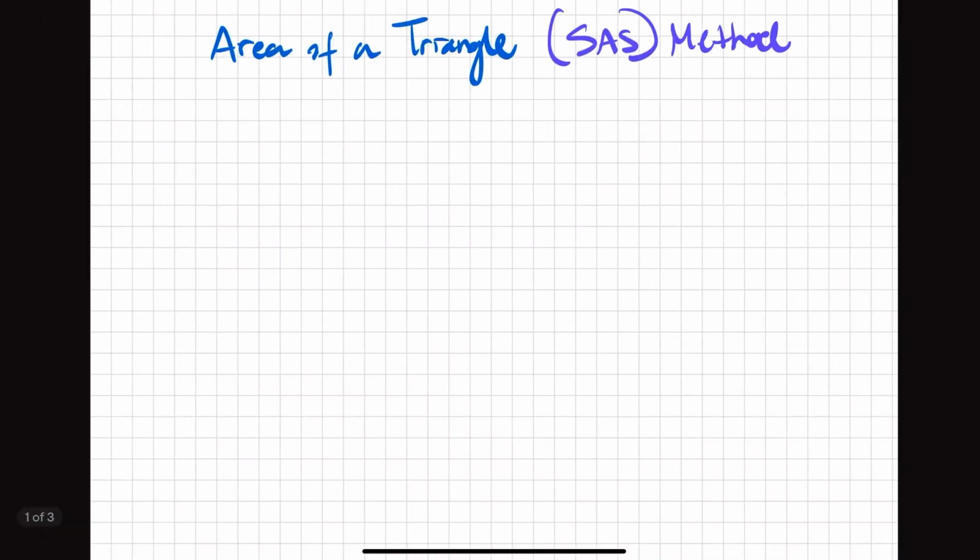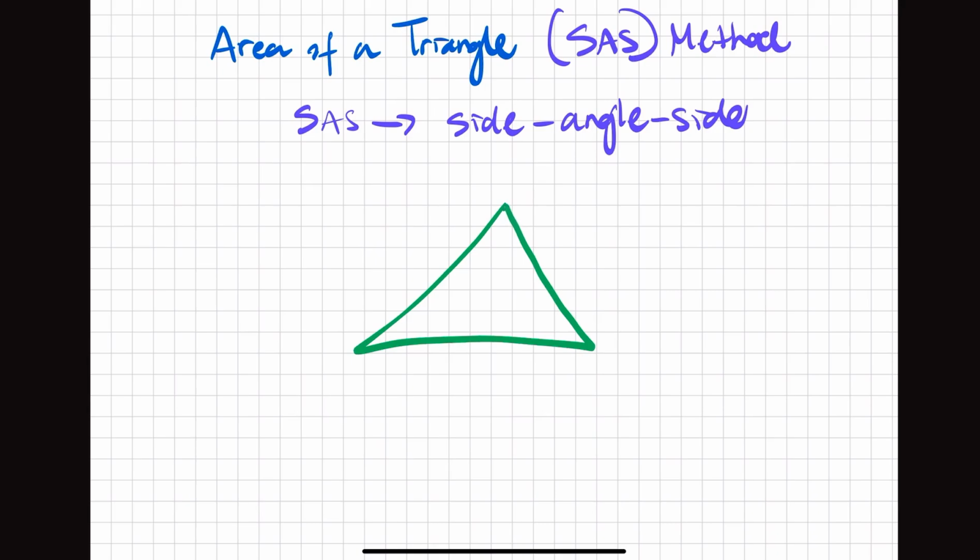Cool. So in this video today, we're going to be talking about area of a triangle using the SAS method. Reminder that SAS stands for side, angle, side. And so an example of this might look like, let's draw a triangle.